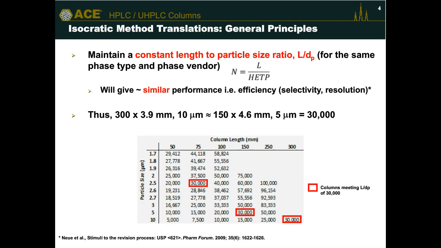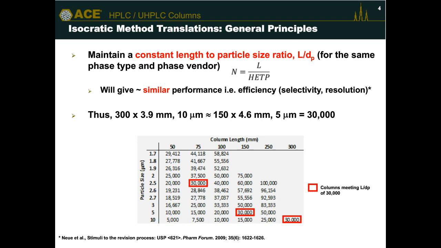And you can see from this table at the bottom of the slide the lists of efficiency related to this length to particle size ratio for different format columns. So it tends to be that the longer the column or the smaller the particle size, the more efficiency that format has. But you can see there are very big differences in each of the column formats.